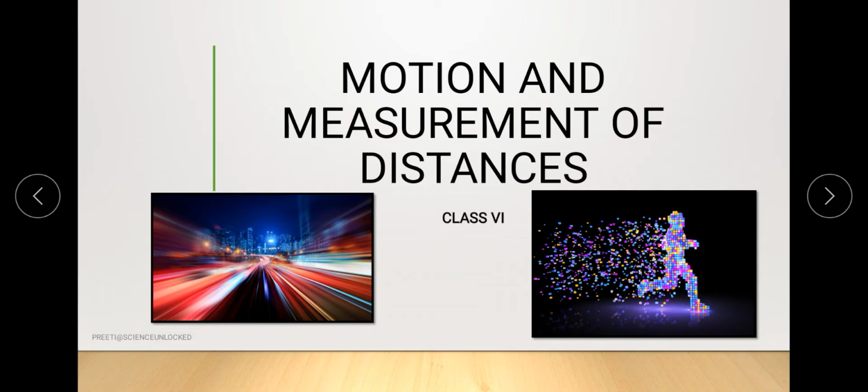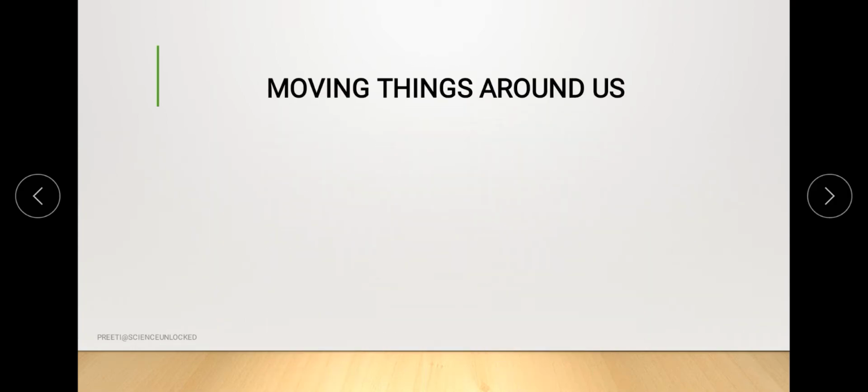And as you can see in front of your screens, today we are going to take up the topic motion and measurement of distances, which is coming from class 6th Science NCERT textbook. So, motion, what exactly is motion? Any object that is moving, we can say that it is in motion.